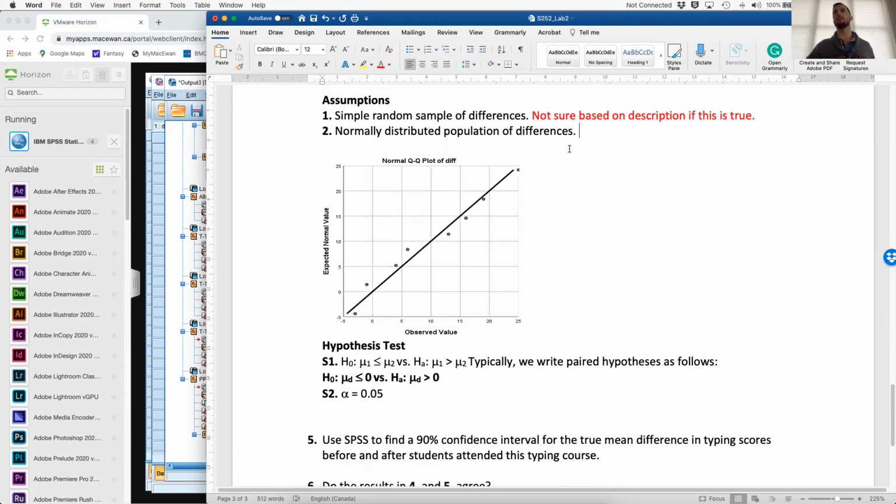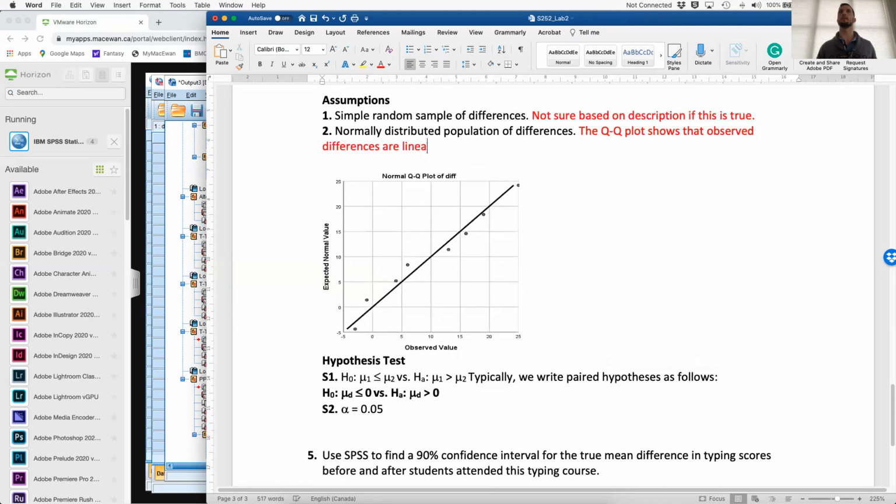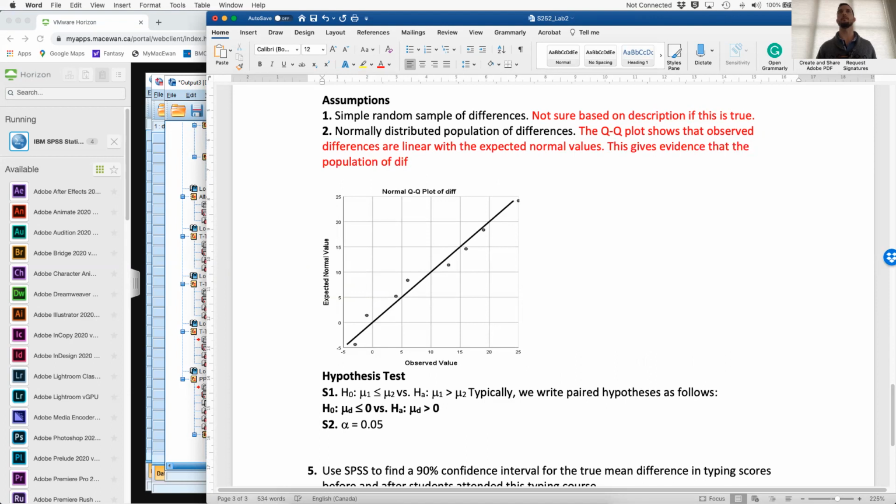All right, so same idea as before. All we're really looking for here is evidence of linearity between the observed differences and the expected normal values. So we can say here the QQ plot shows that the observed differences are linear with the expected normal values. This gives evidence that the population of differences is normally distributed.